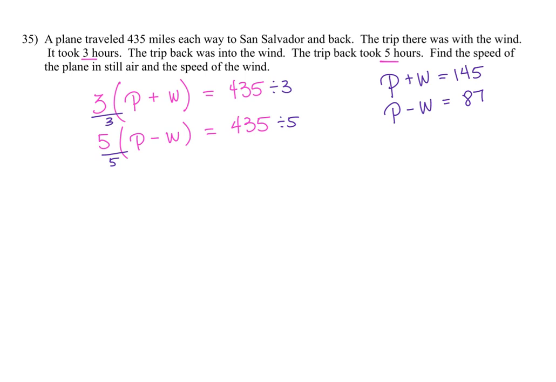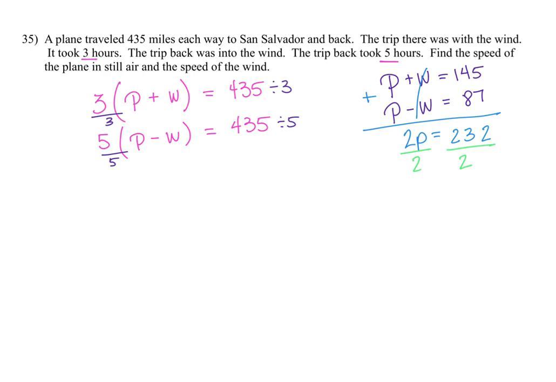Now I'm actually ready to do what I just did on the other page, eliminate. I'm going to add down. My W's will eliminate and I will have 2 times P. Over here, I'm just going to add these two. Add them up. You don't have to multiply by anything in these particular ones. They're just going to be perfectly ready to eliminate. And then once you eliminate that wind, you will be solving for the plane by dividing by 2.